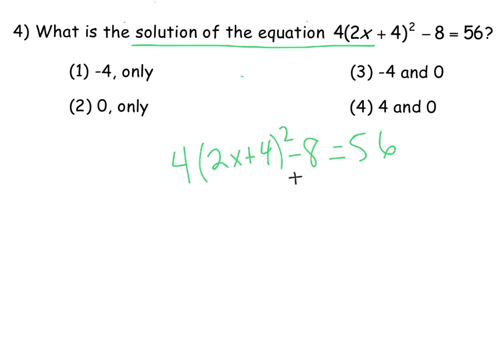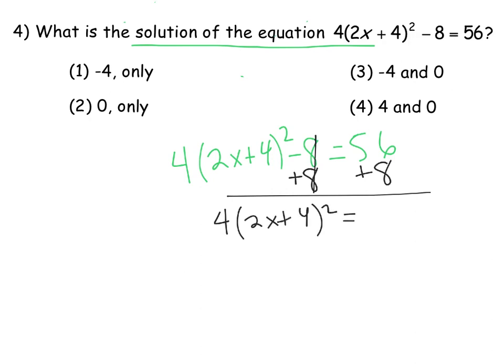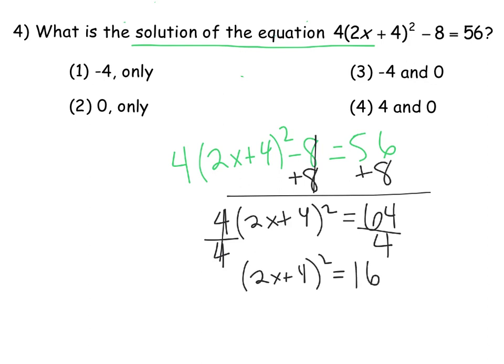First thing you should be doing is adding 8 to both sides. You'll have 4 times (2x plus 4) squared equals 64. I'm going to divide both sides by 4. And I have (2x plus 4) squared equals 16. Okay, to get rid of this square, I'm going to square root both sides. I have 2x plus 4 equals plus or minus 4, because the square root of 16 is plus or minus 4. All right, give me a sec. I want to clean this up a bit.